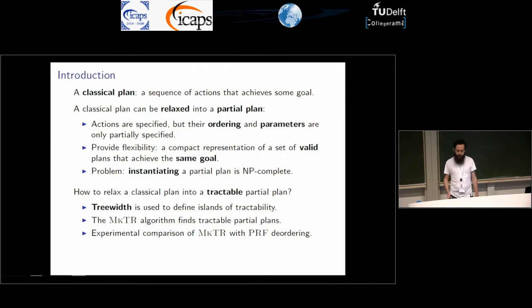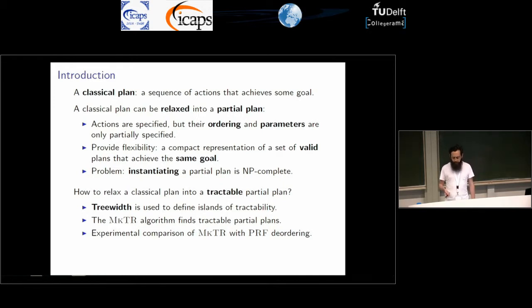So this is quite useful because at execution time, when you're executing a plan, you might, for example, get halfway through your plan and find that for some reason it's no longer progressible. So a partial plan will provide you with a whole set of alternative ways of achieving your goal. Now this additional flexibility unfortunately comes with a computational overhead. And the problem is that finding a classical plan which satisfies these ordering and binding constraints is an NP-complete problem.